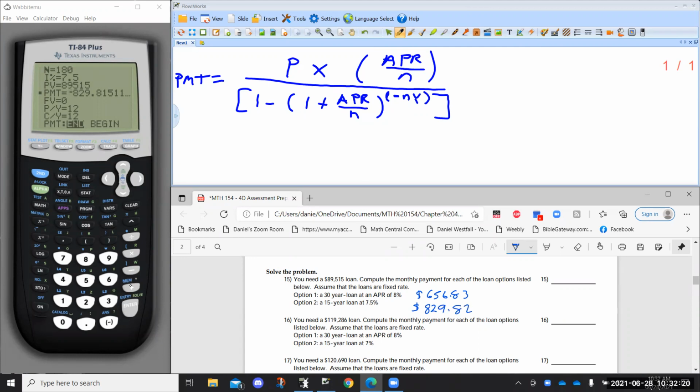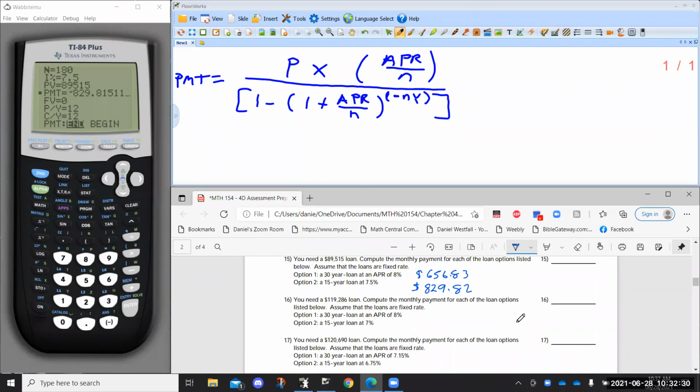If all we're concerned about is the monthly payment, we'd go with this option, but we already saw in the last problem that's going to give us a much greater amount of money that we pay over the life of the loan there. So let's go ahead and do this next one.